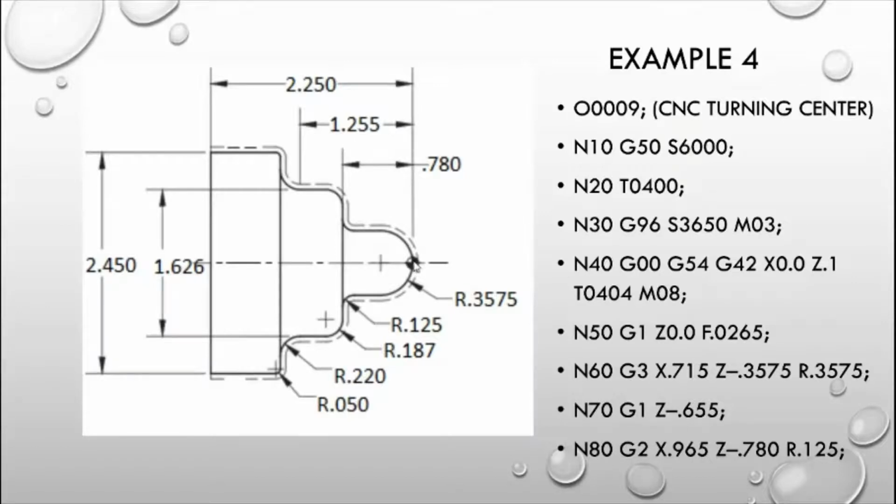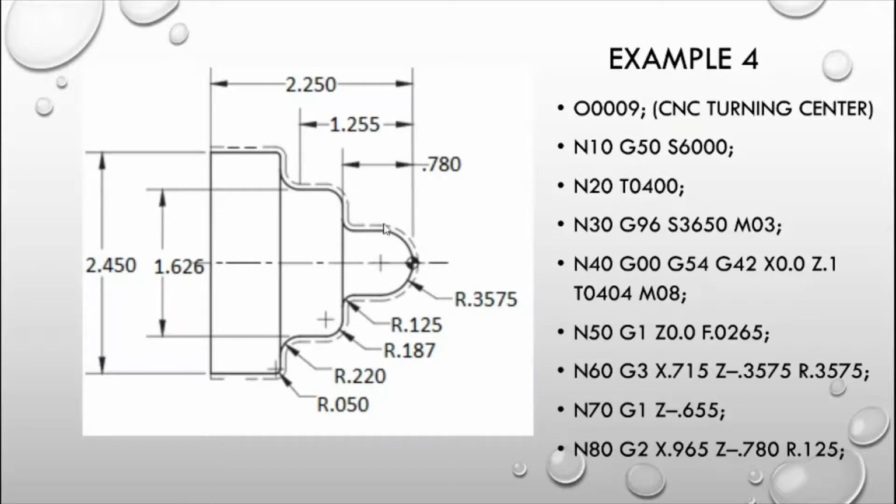N60 is the sequence number. G03 is circular interpolation in the anti-clockwise direction, as shown here. The position of X is 0.715 and the position of Z is minus 0.3575. That position is shown by the arrow. First our position is here, and after that our position is there, with a radius of 0.3575.